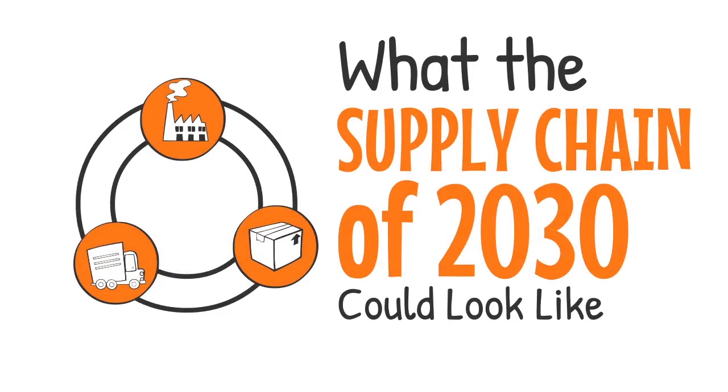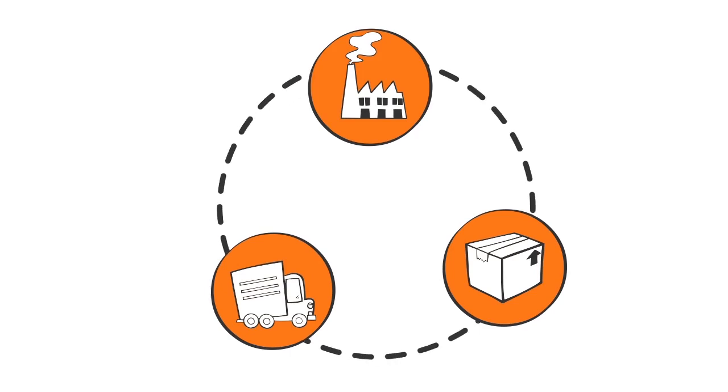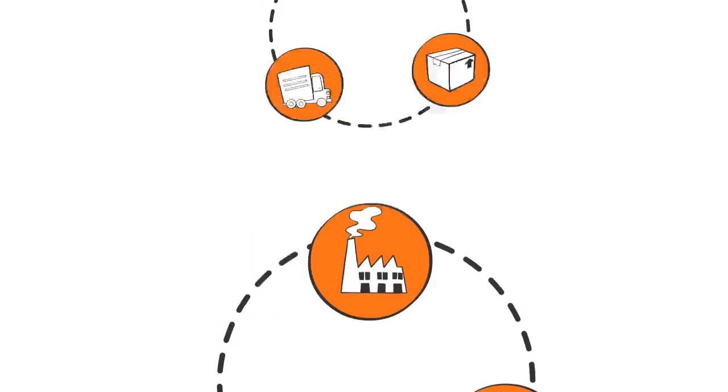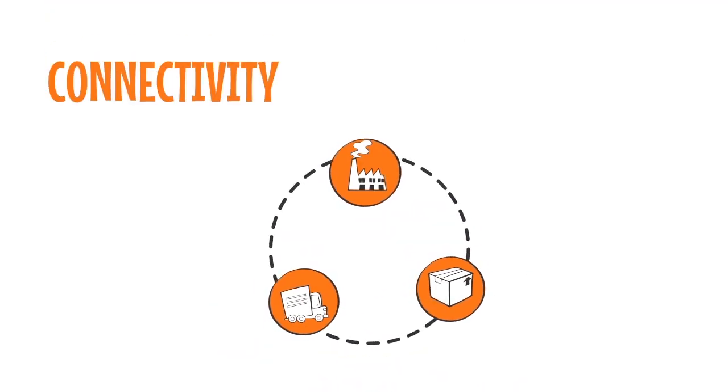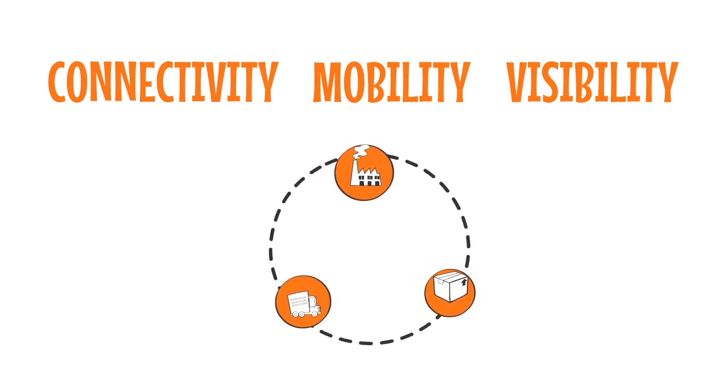What the supply chain of 2030 could look like. Supply chain functions in the year 2030 will encompass a wide range of functions, such as which technologies will be the most impactful and how quickly organizations can adapt to change. With the advent of connectivity, mobility, and visibility, supply chain functions have started shrinking globally.